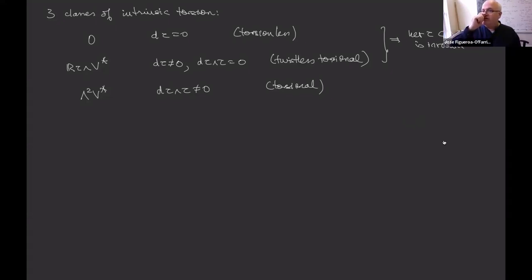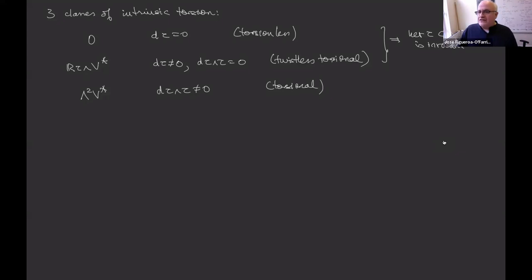So Künzle, in his analysis of Galilei structure, which is a very nice 1972 paper actually, proves a number of other things. But at the end, when he discusses the possible intrinsic torsions, he says there are two natural things: either d tau is zero or d tau is not zero. So he missed this middle one for some reason, but I guess he wasn't looking at the submodules of the space of intrinsic torsions very carefully.